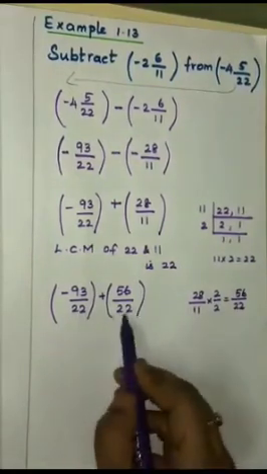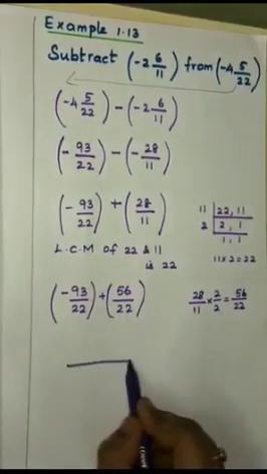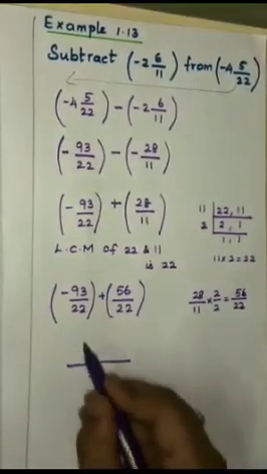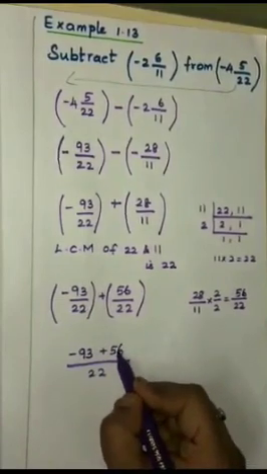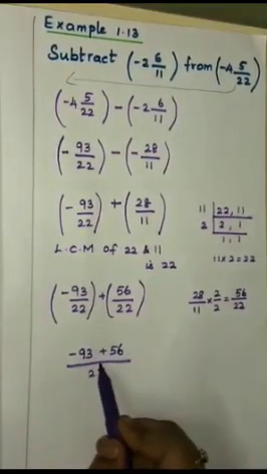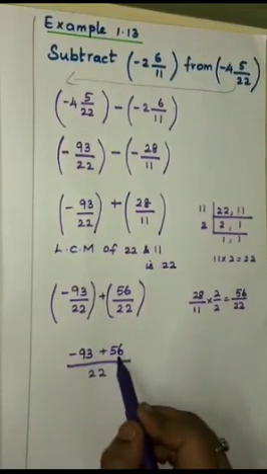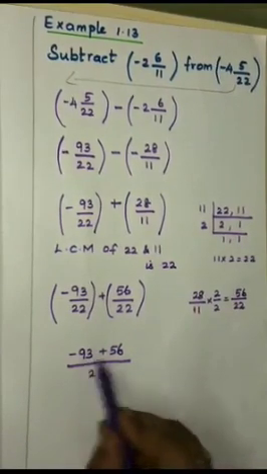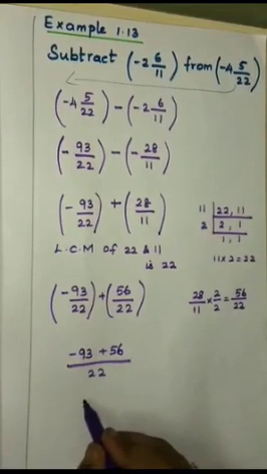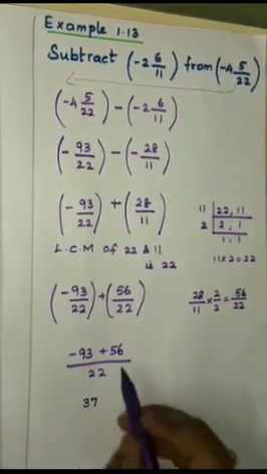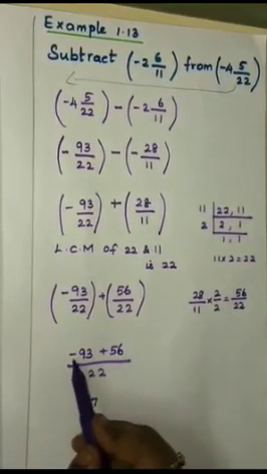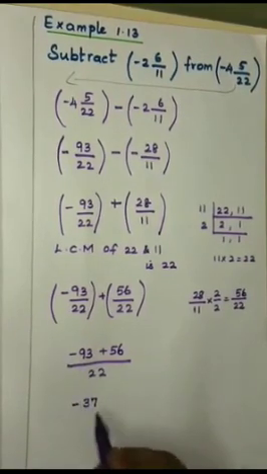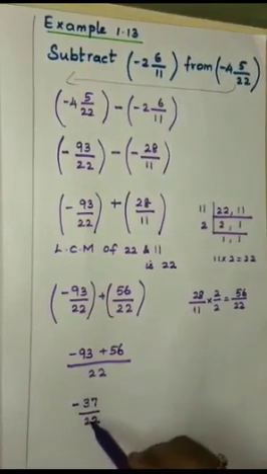Now the denominators remain same. So take 22 as common denominator, add the numerators. Since the numerators are of different sign, you know the rule, you subtract the smaller number from the bigger number. So 93 minus 56, 37. Put the sign of the bigger number. Here 93 is bigger than 56. So put the sign of 93, that is minus 37 by 22. It is an improper fraction.